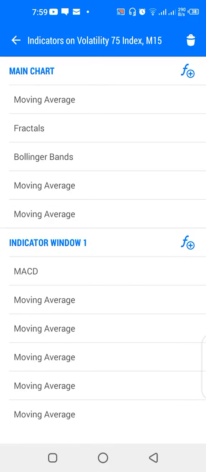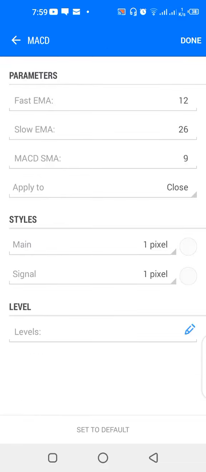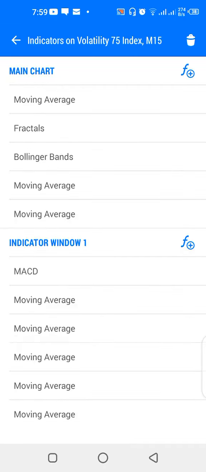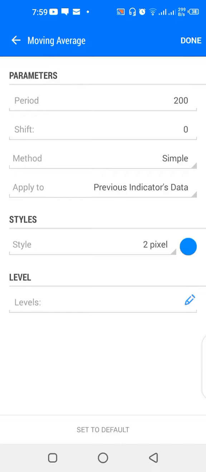On indicator window one, let's look at the settings. We have MACD: fast EMA is 12, slow EMA is 26, MACD SMA is 9. Apply to close. No color. Then we have a moving average, the first on indicator window one, with period 200, shift 0, method simple, apply to previous indicator's data.